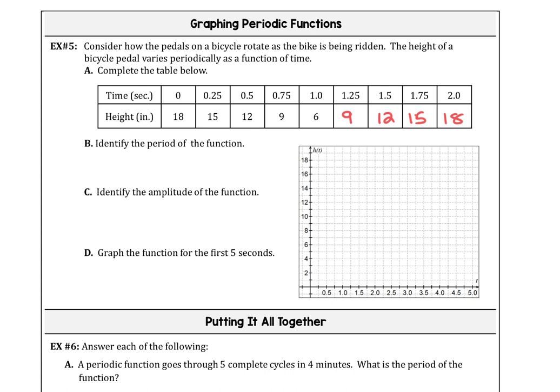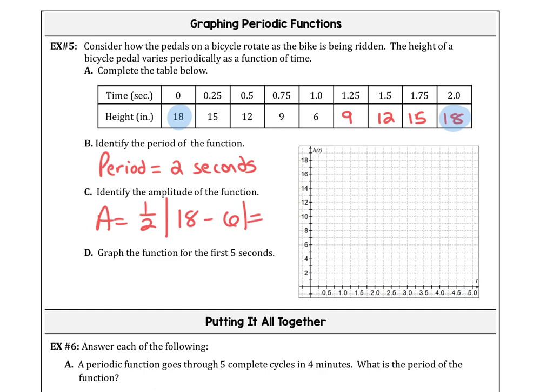So the period of the function, for those of you struggling to understand what the period means: for us to get back to the y value we started at, if we started at 18, how long does it take us to get back to 18? Well, it takes us 2 seconds. So our period for this function is 2 seconds. Remember, the amplitude is nothing more than 1/2 the absolute value of the max value minus the min. The max for us is 18, the min is 6. 18 minus 6 is 12, and half of that is 6. So we have an amplitude of 6.